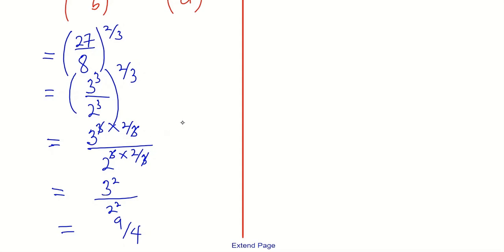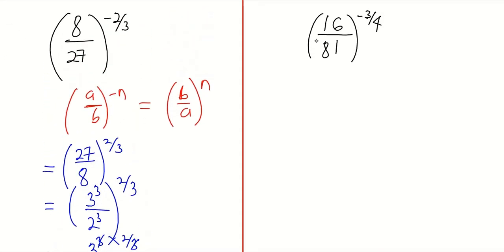And so, having known this, we will go to the next example. With our next example, we have in brackets 16 out of 81, all exponent minus 3 out of 4. And so to simplify this, from the properties of indices, we said if we have a out of b exponent minus n, then we can write it as the reciprocal of these two numbers, that is b out of a exponent n. So that is, the exponent becomes positive.